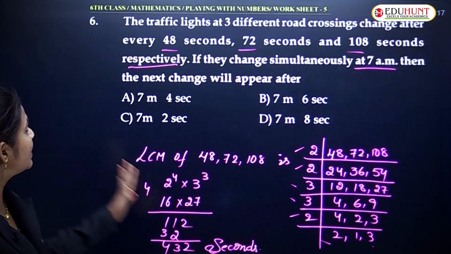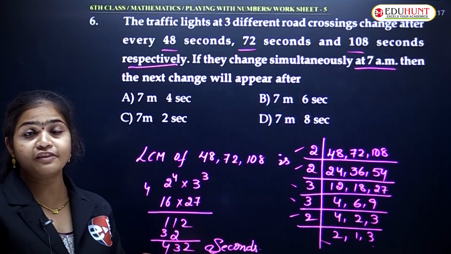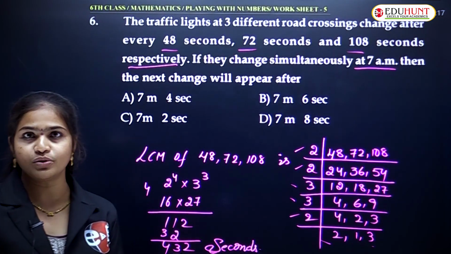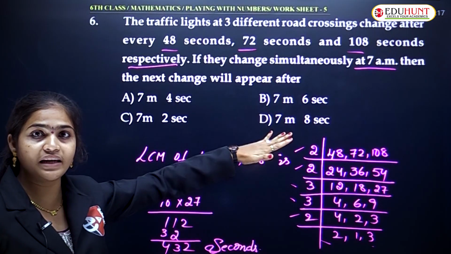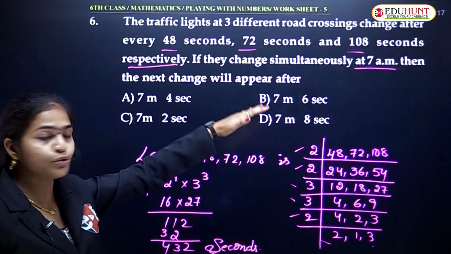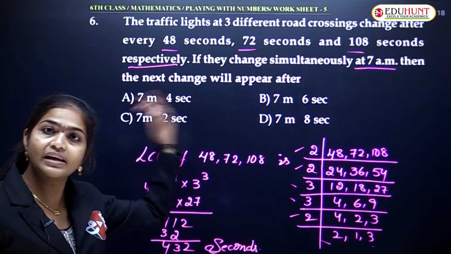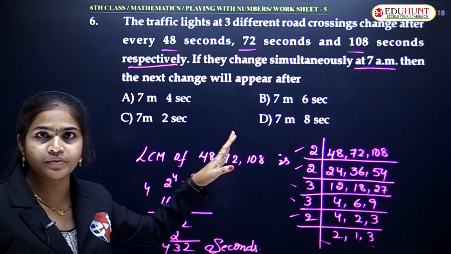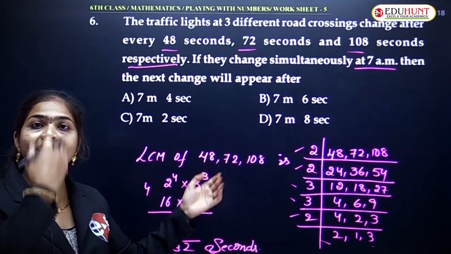Just to say, what is the meaning of that question? The traffic lights at 3 different road crossings, the traffic lights, we know that, right? Those traffic lights change after every 48 seconds, 72 seconds, and 108 seconds. One of the changes already happened at 7 a.m. What will be the next change?